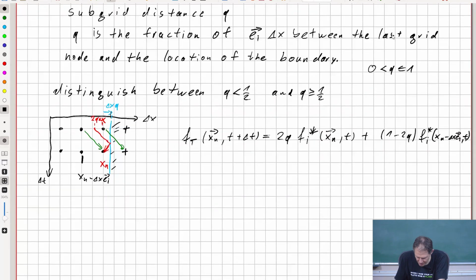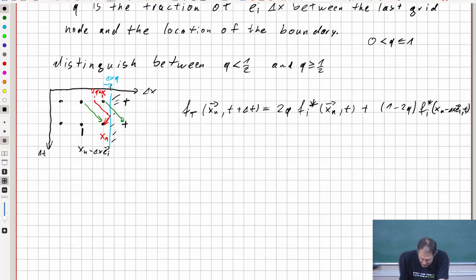Then comes case number 2. Case number 2 is the case when q is larger or equal to 0.5. So when the distance is larger, so what happens if the distance to the wall is larger? Then this would mean that we can no longer do the interpolation. Or let me first draw it and then explain.